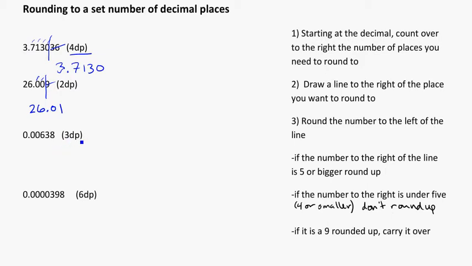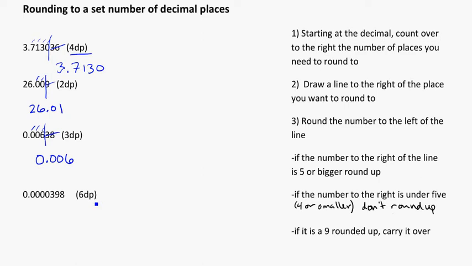Here looking at 3 decimal points, starting at the decimal, counting over 1, 2, 3 spots, draw down my line. On the right hand side I see a 3, which is less than 5. So I'm not going to round the number up, I'll leave it exactly as I see it. So 0.006, and the bits afterwards get dropped off.